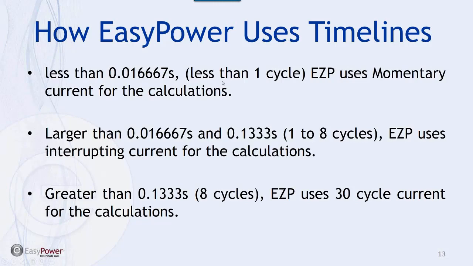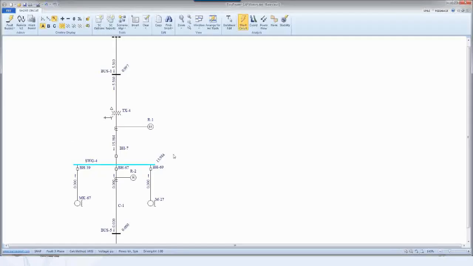For any time smaller than one cycle, EasyPower uses momentary current for the calculations. For values larger than one cycle up to eight cycles, EasyPower uses interrupting current for the calculations. Greater than eight cycles, EasyPower uses 30-cycle current for the calculation. Let's take a quick look here, just to clarify this concept before I move on.